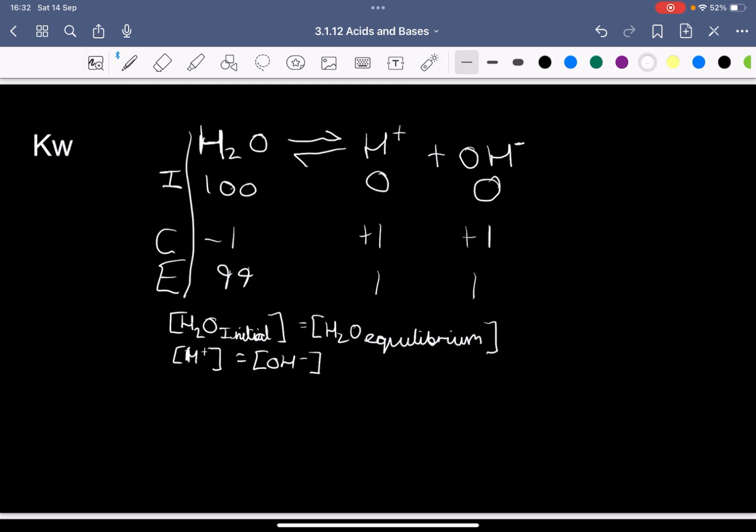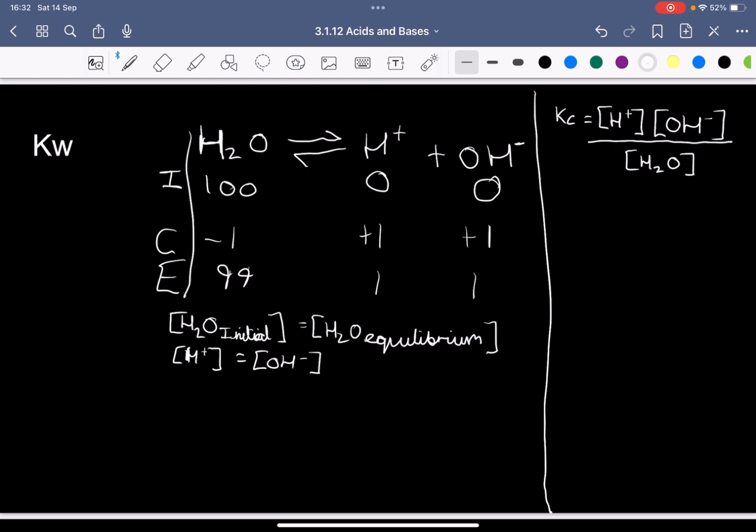Now the Kc expression for the dissociation of water looks like this. Now we can multiply both sides by the H2O concentration, which gets you... Okay, so here we have Kc times the concentration of water, right? Now, from AS, you should know that the value of Kc at a certain temperature is constant. So nothing can affect the value of Kc apart from temperature. Not changing the concentration, not changing the pressure, nothing can change the value of Kc apart from temperature. So therefore, Kc is a constant.